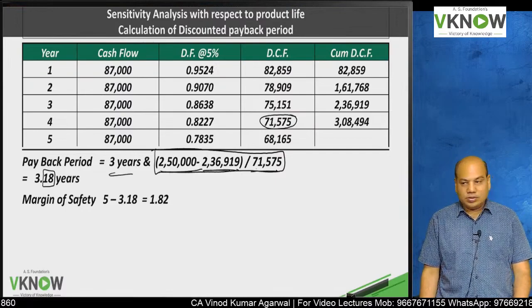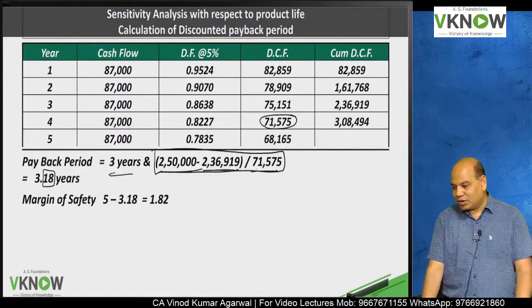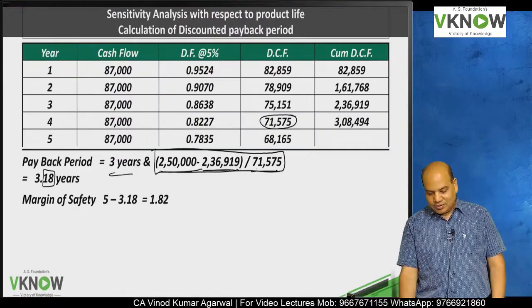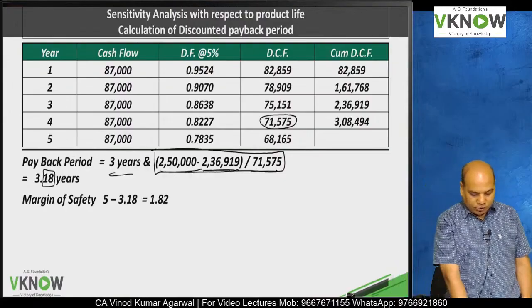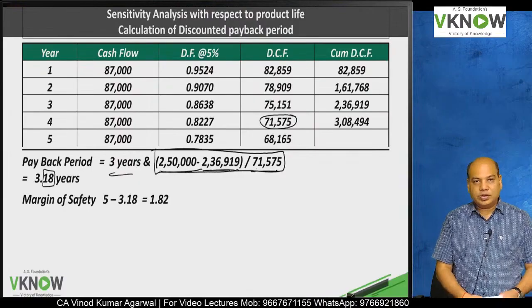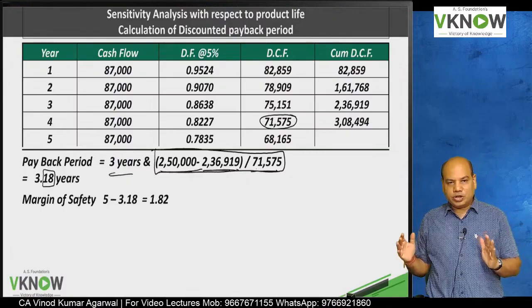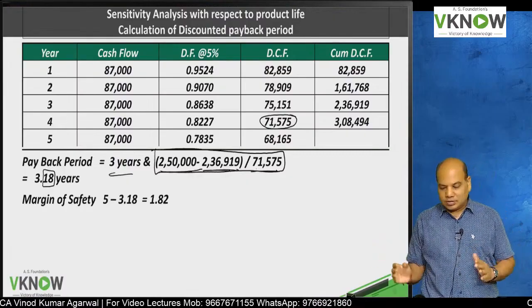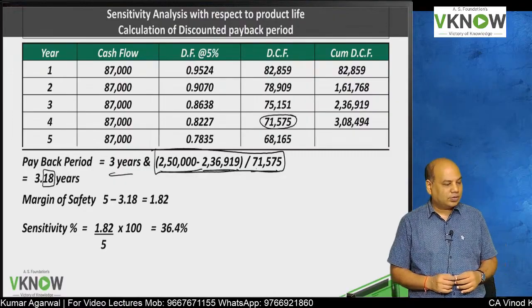Yes, 3.18 is right. Very good, Divya. Very good, Sajid. And therefore margin of safety is, my original estimate is 5 years. Minimum project should run for 3.18 years. So I have a margin of safety of 1.82 years.